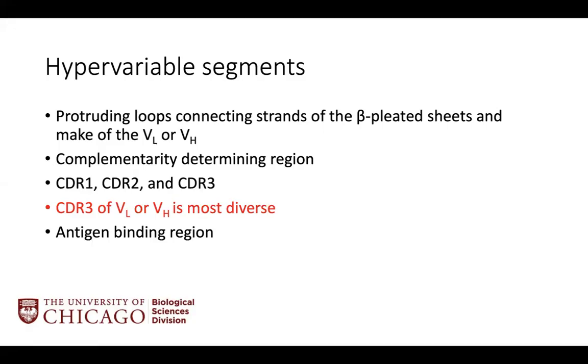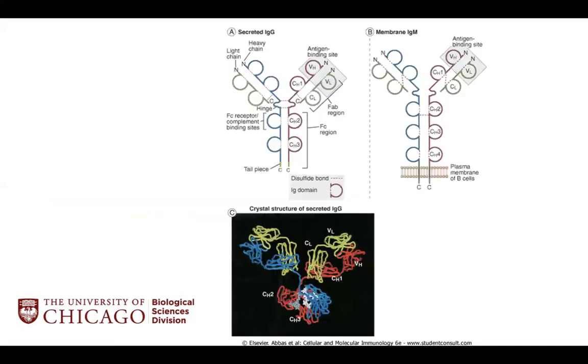Okay, so in these variable domains, there are some loops that come out, and they're called complementary determining regions, and there's three of them. We call them CDR1, CDR2, and CDR3. CDR3 is the most diverse. That has the most diversity to it. And this is where the antigen binds to.